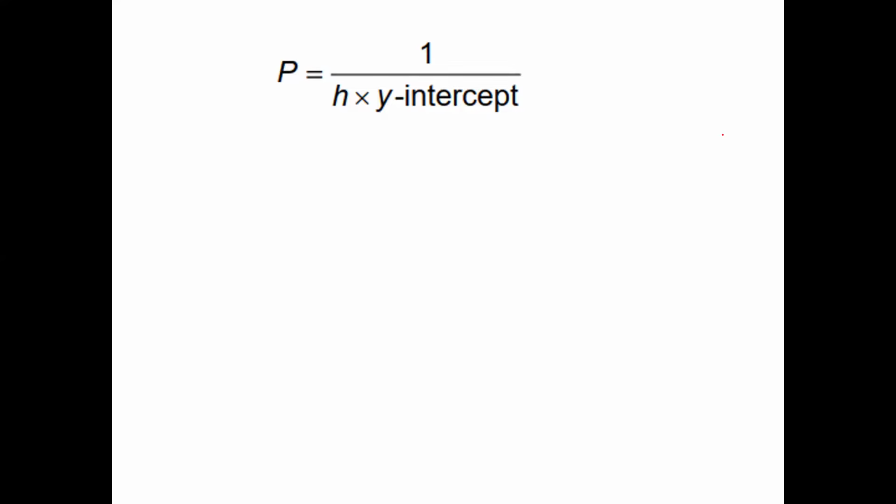Now p is equal to 1 upon h into y intercept. He told us to find the p and q. I mean, we are supposed to find a method to determine p and q. Now look at this, copy this.